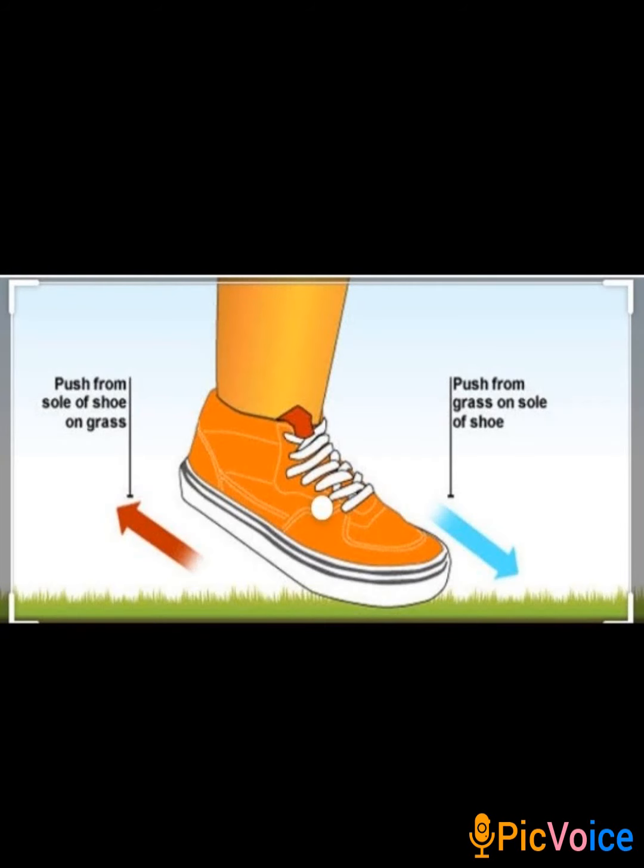How do we walk? We walk due to Newton's third law of motion. When we walk on the ground, our foot pushes the ground backward, and in return the ground pushes our foot forward. The forward reaction exerted by the ground on our foot makes us walk forward. Here we can see in the picture that the action force is when we exert force on the ground, and the reaction force is the force the ground gives on our foot. That's why we are able to move forward.